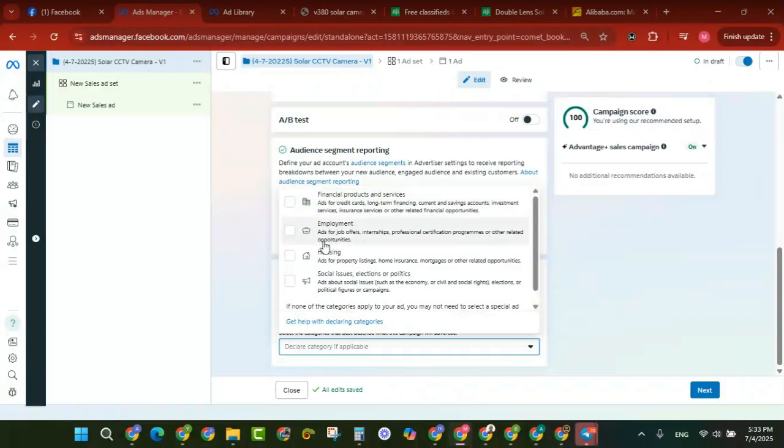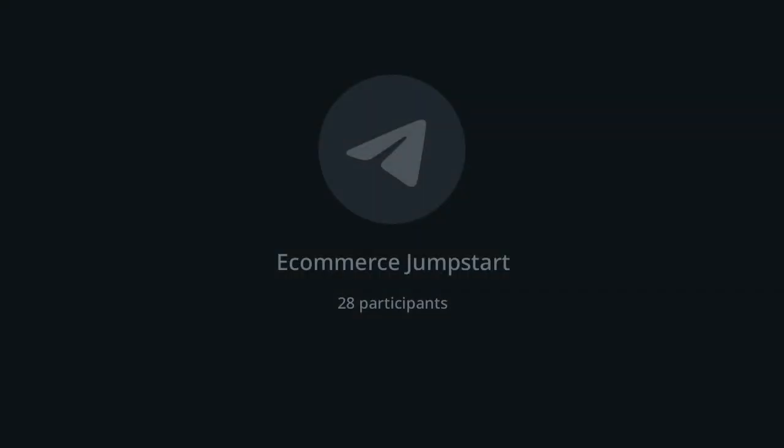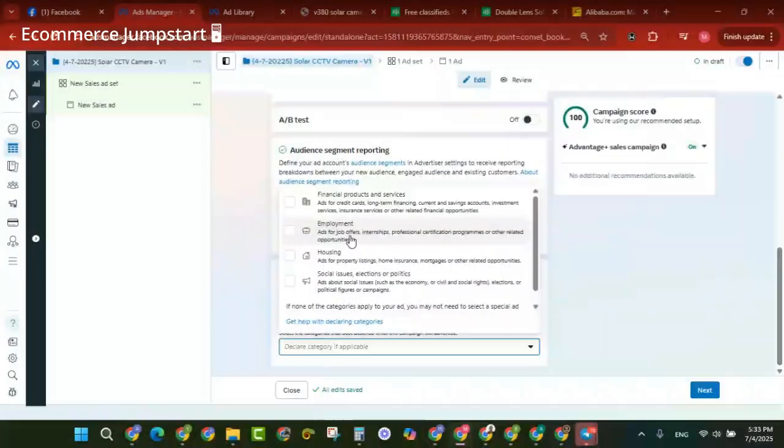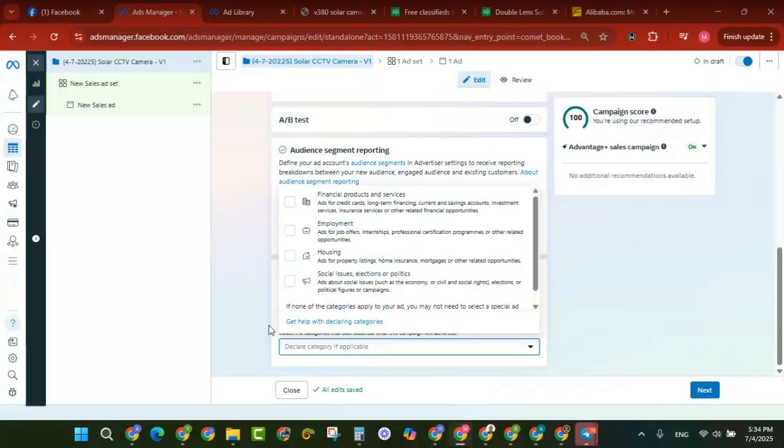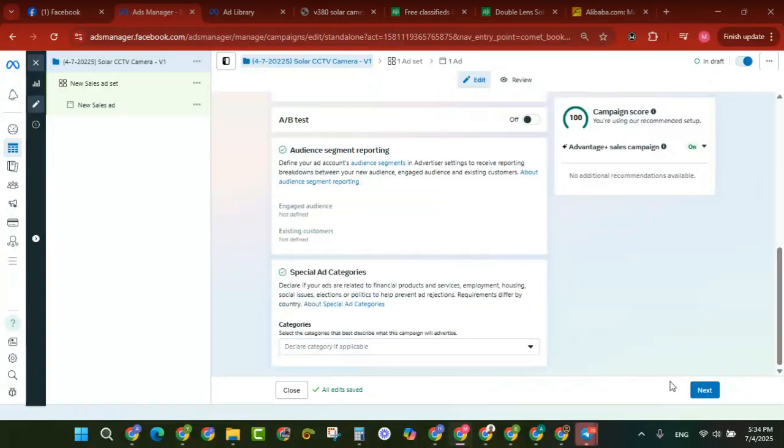And also, if you are running the ad for employment, do you understand? You want to hire people for intern or something, you must choose this employment. If you don't do that, they will not approve the ad. And if you try to do it multiple times, they can ban the account. And also, for real estate, you have to choose this. And if it has to do with politics or social issue, you have to choose this. But if you're not running an ad for any of this, just continue. So you click on next.